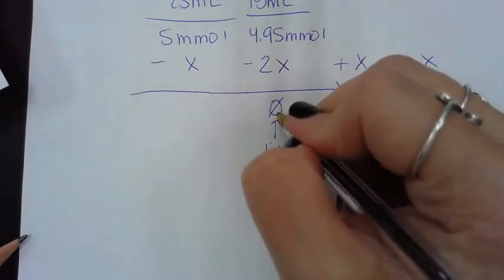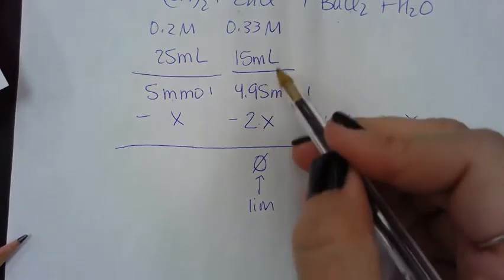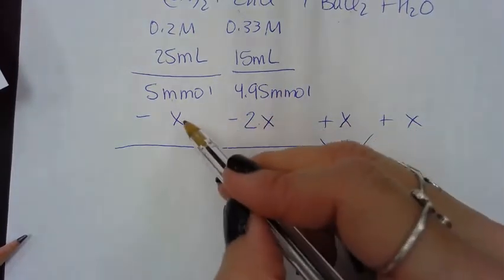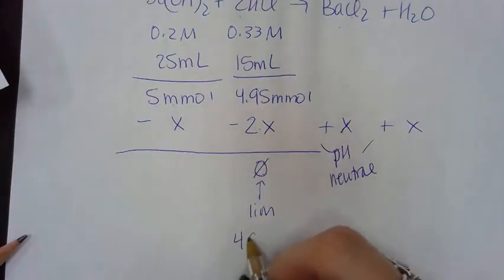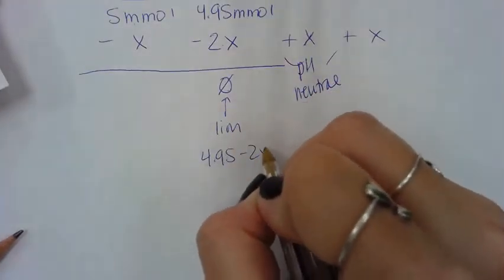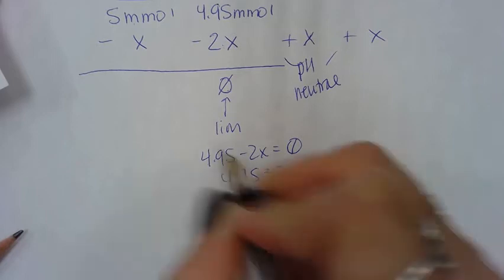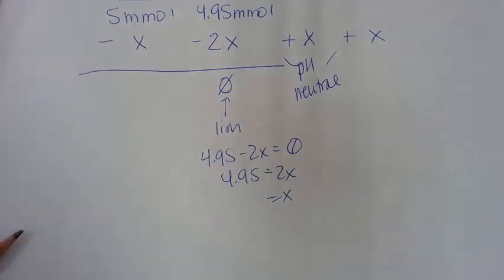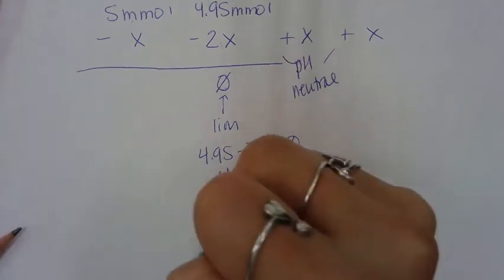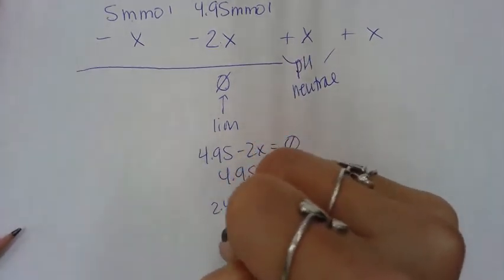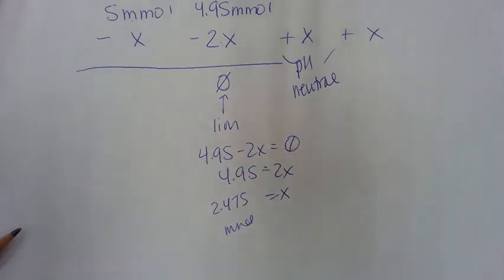I use that to figure out what my x value is. So 4.95 minus 2x equals 0. I'm not going to have any of that left. So I can solve for x. X is going to be the 4.95 divided by 2. So 2.475. That is my x.